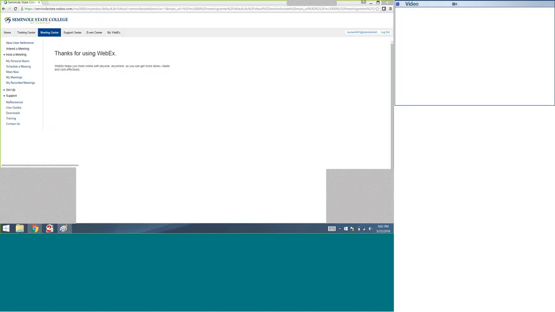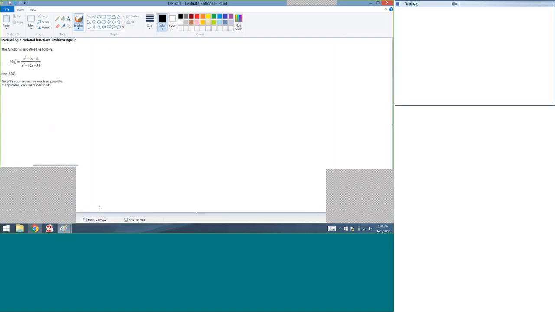So this week's topic is going to be on rational expressions. So I'm going to go ahead and pull up the first question. This one is giving us a rational function, and it wants us to evaluate at h of 6. So that just means that we're going to replace every x we see with 6.